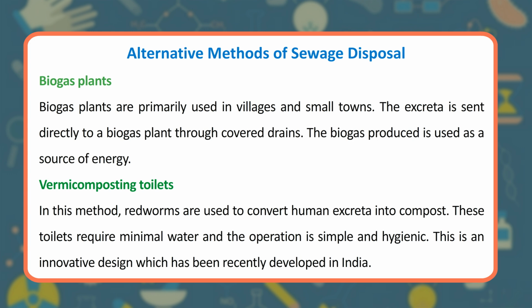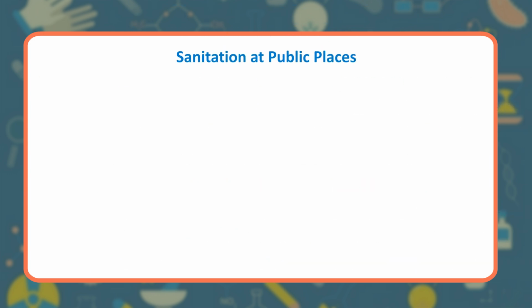Biogas plants. Biogas plants are primarily used in villages and small towns. The excreta is sent directly to a biogas plant through covered drains. The biogas produced is used as a source of energy. Vermicomposting toilets. In this method, red worms are used to convert human excreta into compost. These toilets require minimal water and the operation is simple and hygienic. This is an innovative design which has been recently developed in India.